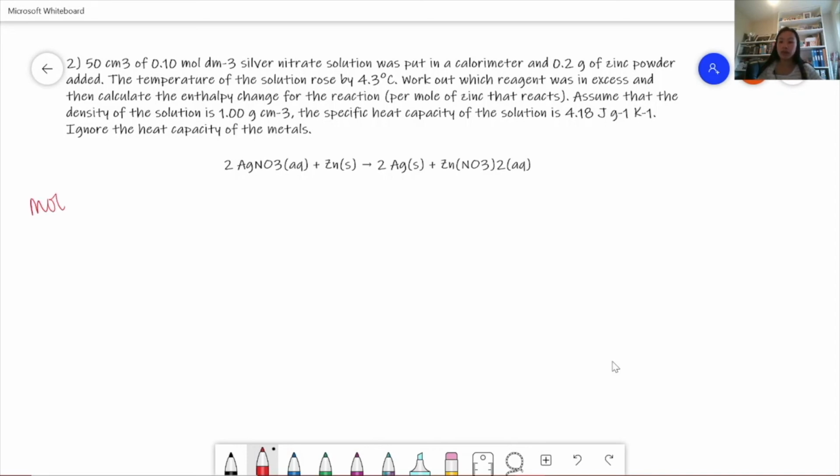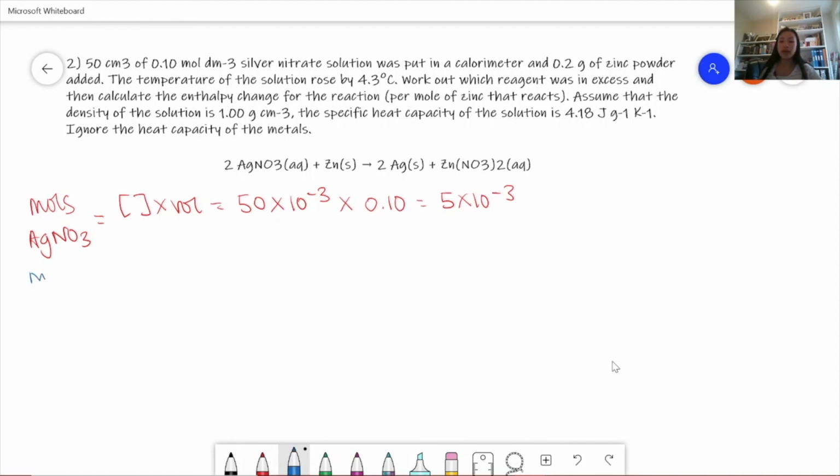So the moles of silver nitrate. Now they only give concentration and volume, so we can't use the mass over MR formula. We have to use concentration times volume. And it's normally volume in dm cubed and concentration in moles per dm cubed. So we're going to convert this 50 centimeters cubed to decimeters cubed. And the way we do that is divide it by 1,000 or times 10 to the minus 3. And then we times it by the 0.1. And this gives us 5 times 10 to the minus 3 moles.